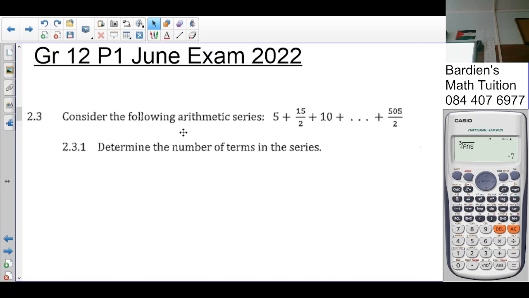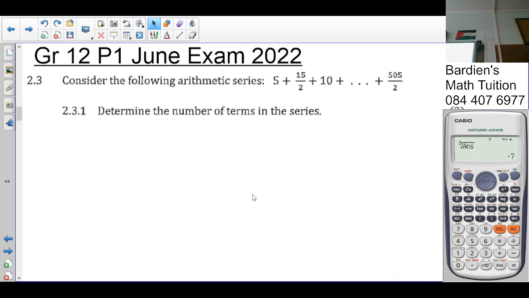Okay, question 2.3. We have to consider the following arithmetic series. Okay. So we're considering the arithmetic series.